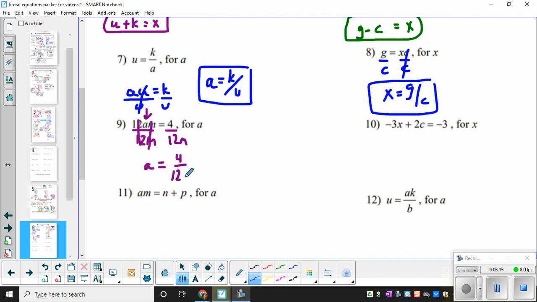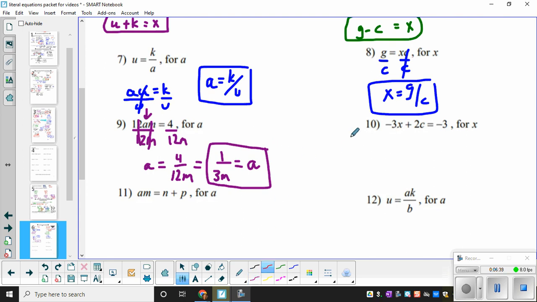Now this is not the final answer because some of you might realize that 4/12 could be a fraction which reduces. So really, we've got that a equals 1 over 3m because 4/12 reduces to 1/3. So I'm just going to put a equals on this side, and then I can box this.